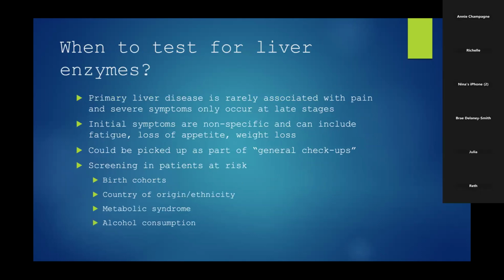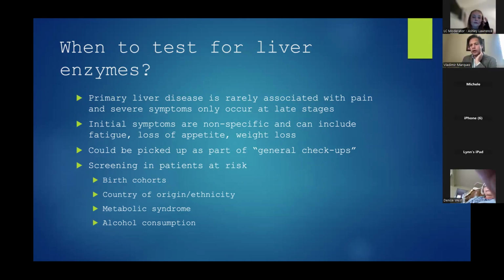When should we test for liver enzymes? It's a good question. There is no strict guideline that it should be part of an assessment of a patient that is otherwise feeling well, or a routine medical examination. Also, patients with liver disease, at least initially, will rarely have any symptoms, or the symptoms that they have will be really non-specific, not something that we will just see with liver disease.